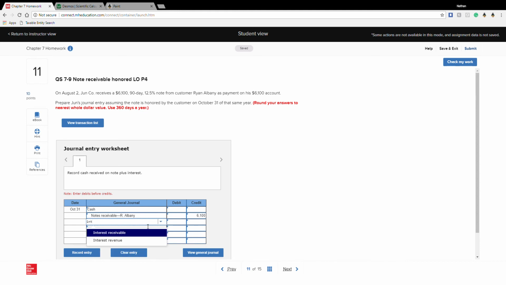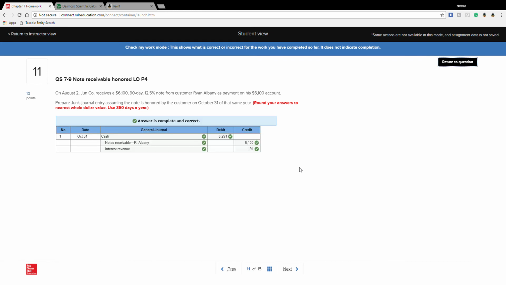Next is interest. And this is always going to be a revenue. Receivable is actually what happens if it goes past December 31st. Okay? So interest revenue. And that's going to be that 191 that we calculated. Okay? So once you have those two numbers, easiest thing, just add them together and that will get you your cash. So we're looking at 6,291. So let's see if all of our math came out right. Yep, good to go.